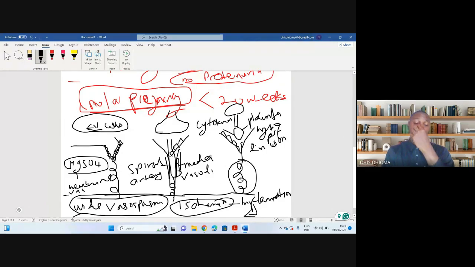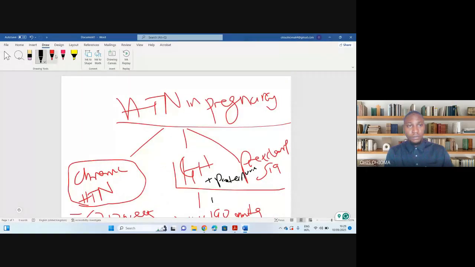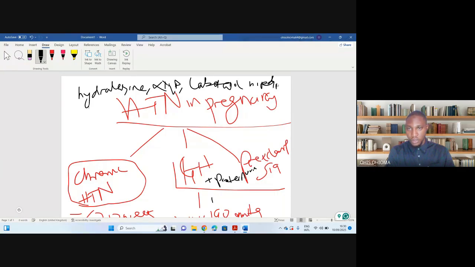And so there are certain drugs that you give to patients to control their blood pressure in pregnancy. Very common ones, they're very useful. We have hydralazine. We have alpha methyldopa. We have labetalol. And we have nifedipine. These are the 4 drugs that we give to pregnant women.